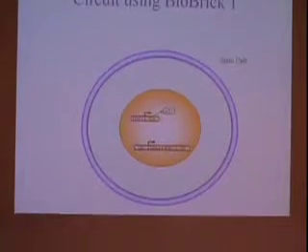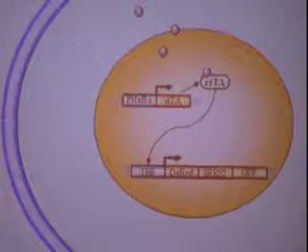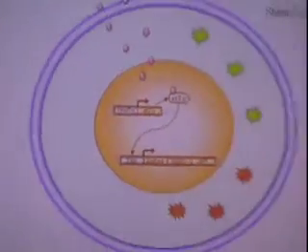rtTA is a gene that's constitutively produced. In the presence of exogenous DOX, rtTA and DOX form a dimer that is able to activate the TRE promoter, which drives expression of both red and green fluorescence.